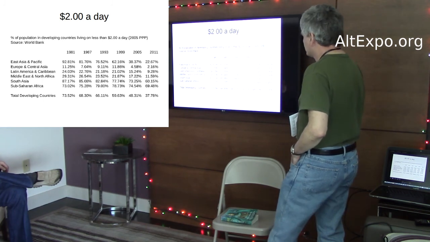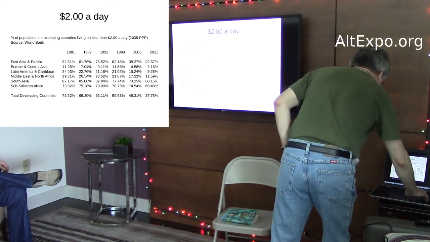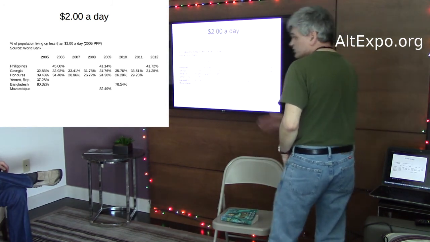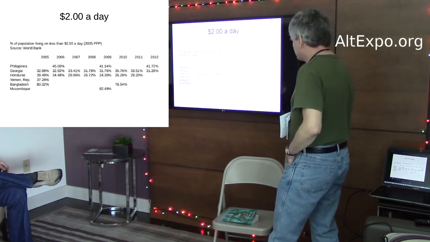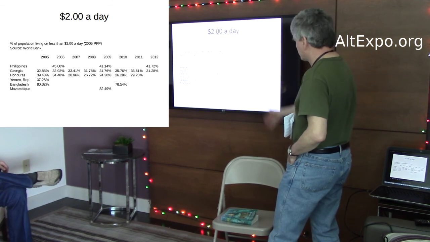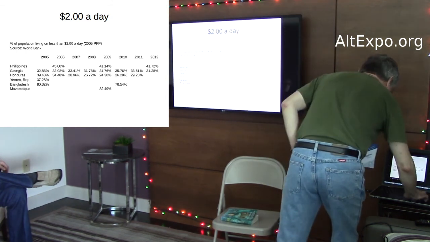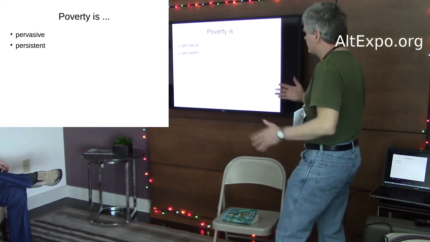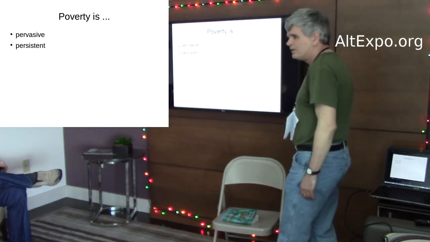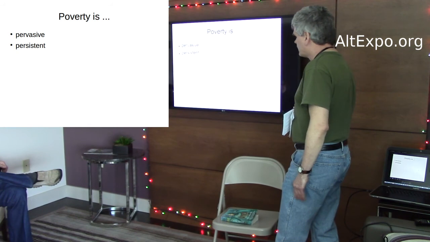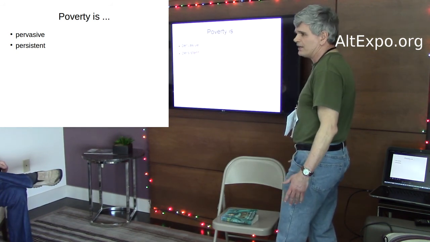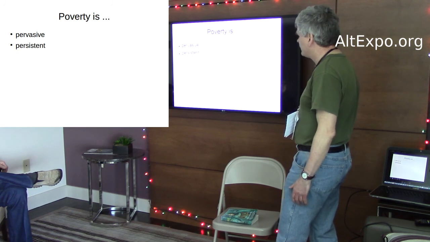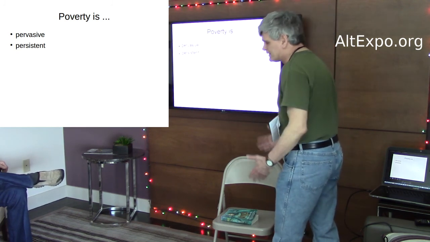Still have very, very high levels of poverty by the $2 a day standard. And again, if we look at those same 6 countries under the $2 a day standard, all the poverty rates are well above 20%. Most of them are above 30%. So the point here is just 2 things. Poverty is pervasive. It affects a lot of countries all over the world. In fact, really every country has some degree of poverty. The other thing is poverty is persistent.